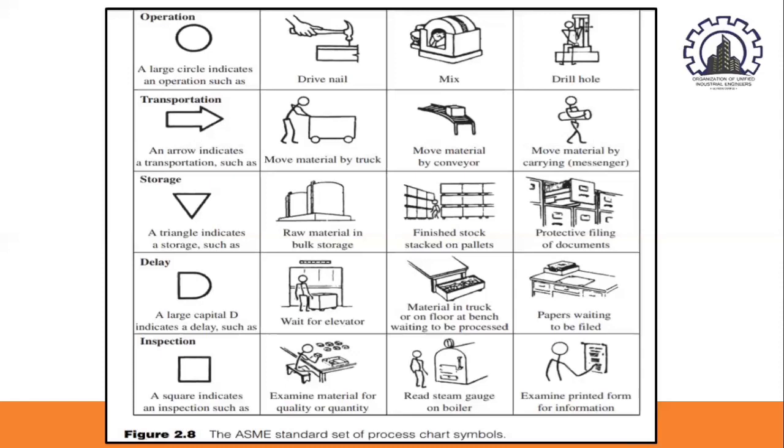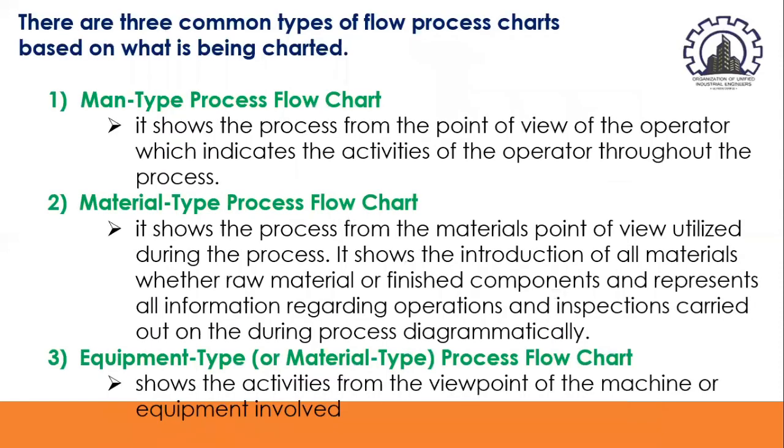And take note that there are 3 common types of flow process charts. This is based on what is being charted by the analyst. First, we have the man type process chart. Second, we have the material type process flow chart. And lastly, we have the equipment type process flow chart.